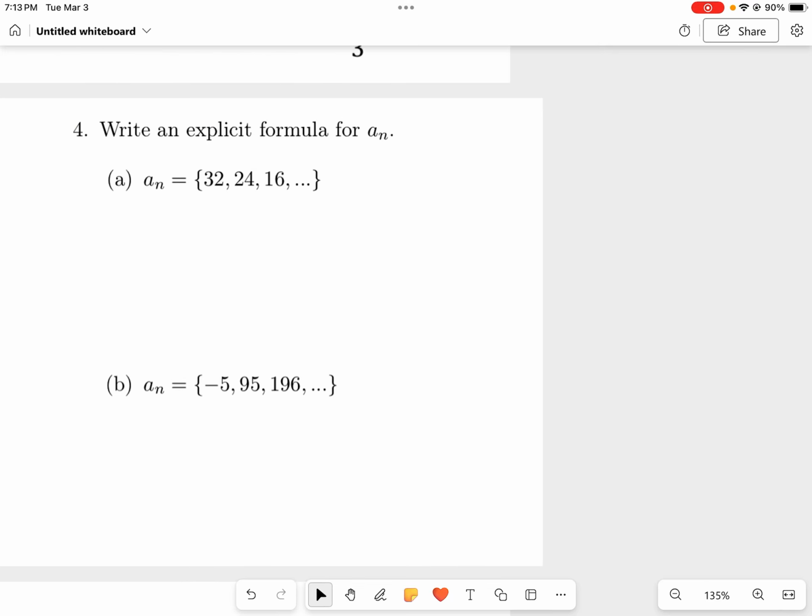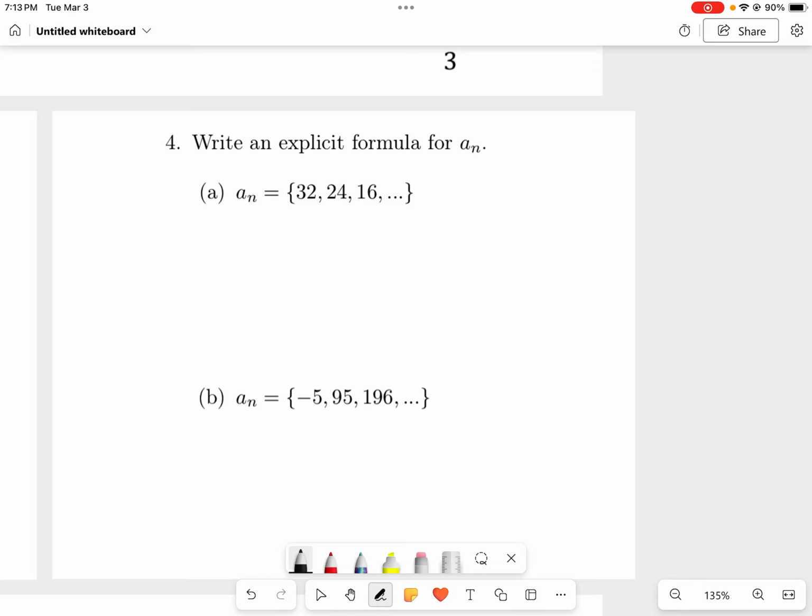Okay, this one says, write an explicit formula for an. We have to see how it's moving. So you just basically subtracted. Let me get the key out, see if I made any errors. I don't think I did, but I might have.